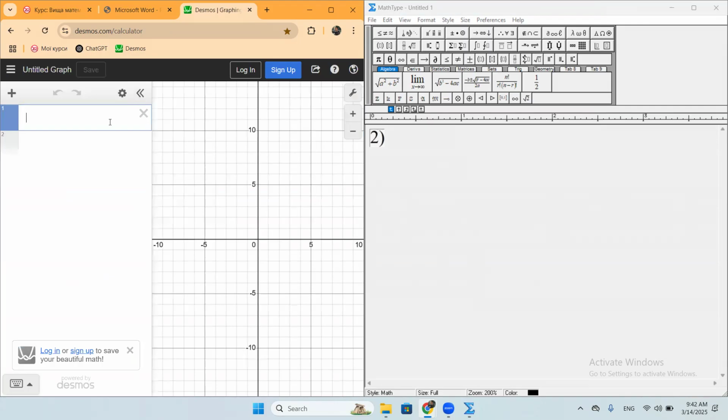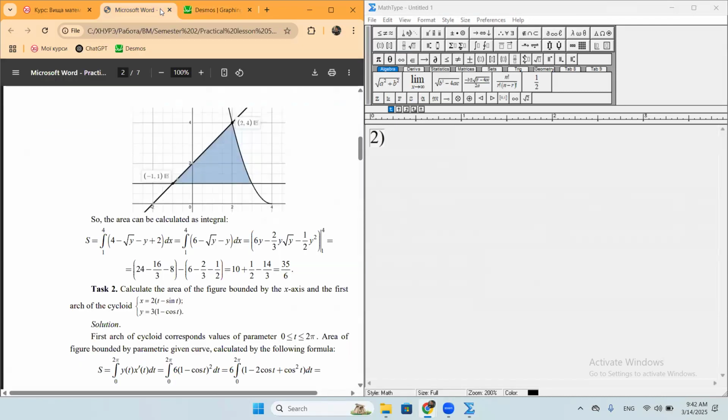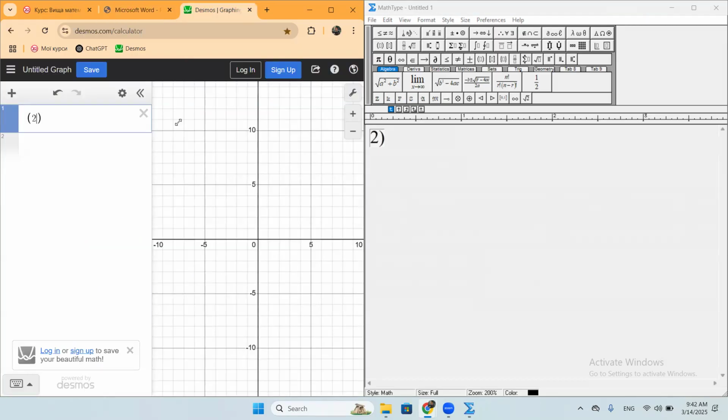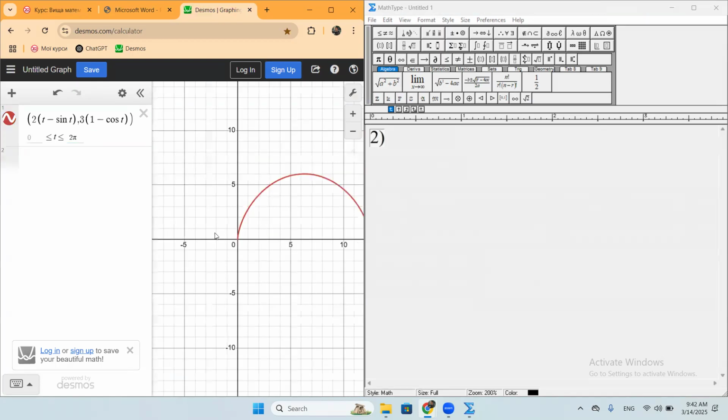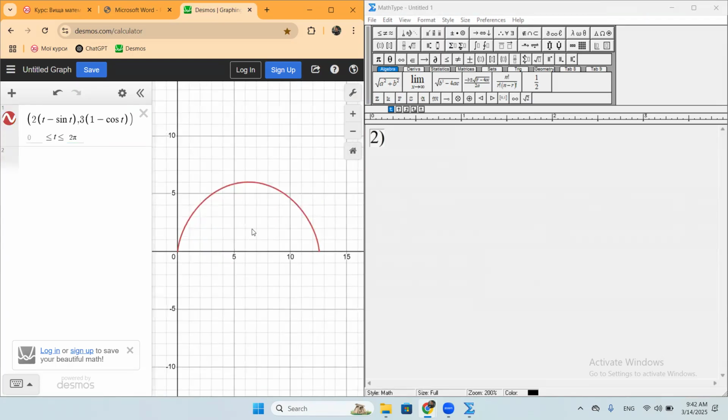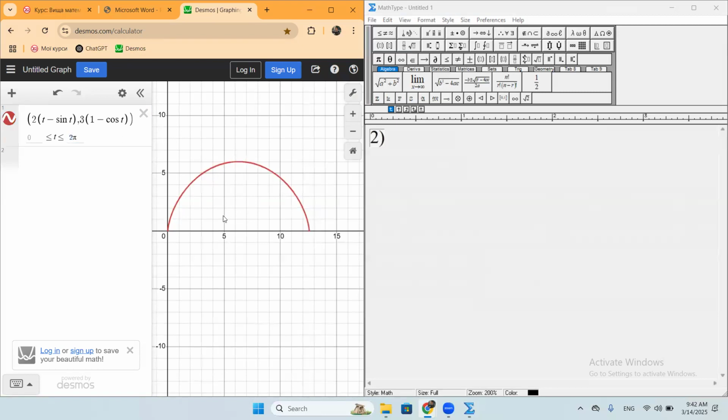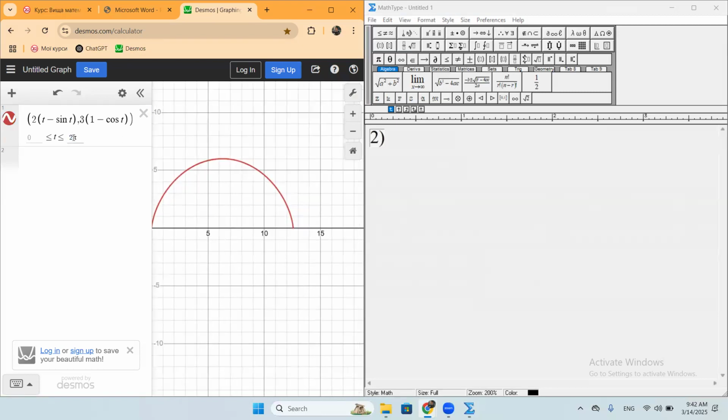I guess you know what is cycloid, but let me remind you. This curve is given in a parametric form: x equals 2 times (t minus sine of t), and y equals 3 times (1 minus cosine of t), and t from 0 to 2π. The first arc of cycloid corresponds to values of t from 0 to 2π.